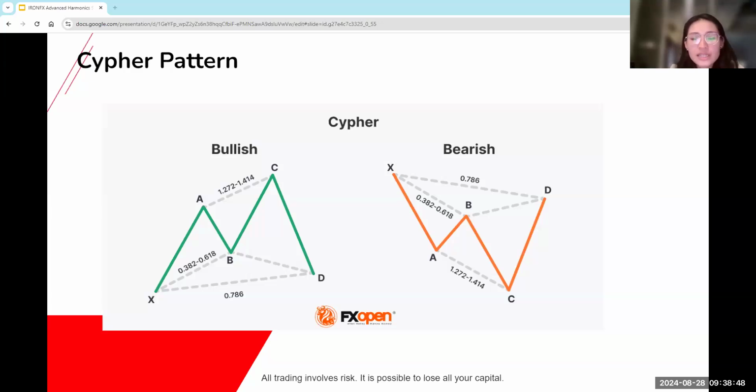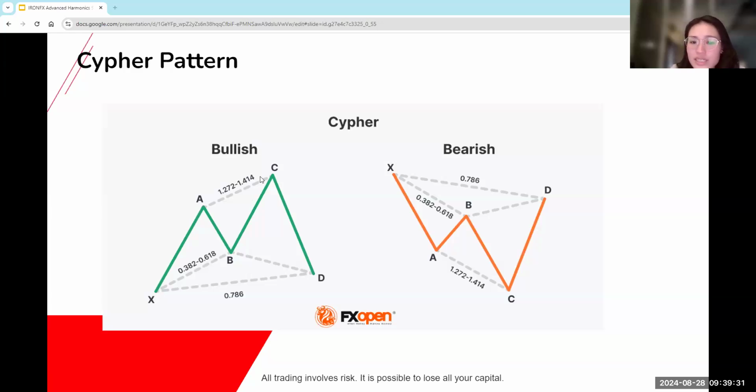So for Cypher, again, it's formed by 4 price swings that are labeled as X, A, B, C, and D. This is more complex compared to the other harmonic patterns, and yeah, it also uses different Fibonacci ratios. So the Fibonacci relationship here: XA leg, which is the initial price movement, can be either direction. So here it's up, bearish would be downwards. So your AB leg after that should be between 38.2 to 61.8 of the original XA.